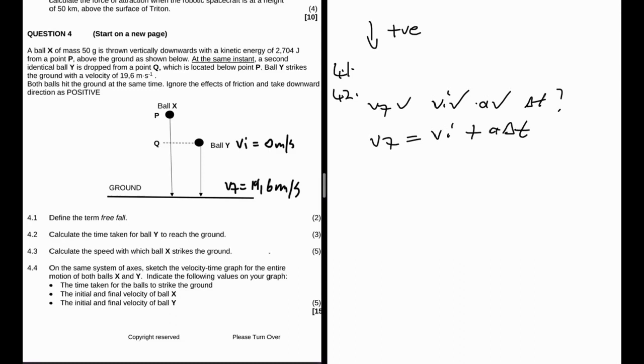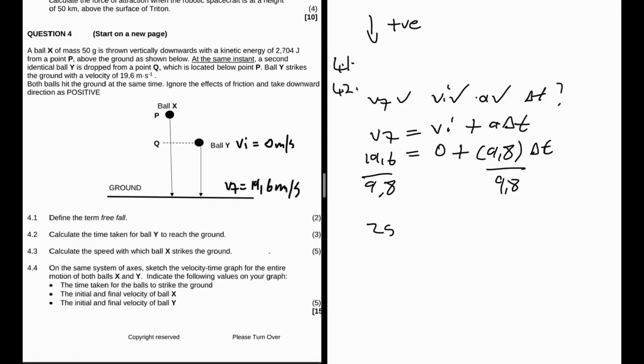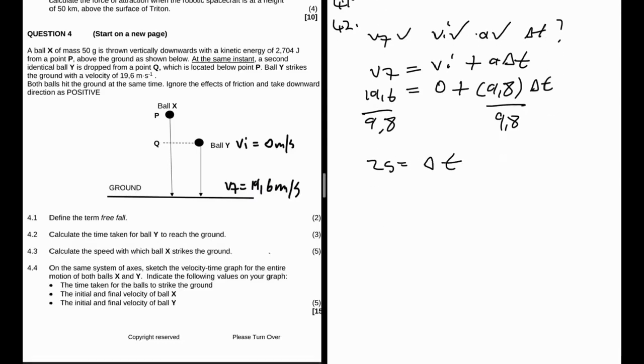What is VF? VF is 19.6, the velocity at which it strikes the ground. What is VI? It was dropped. Every time a ball is dropped, its initial velocity will be 0, and then plus 9.8 because we're taking downward as positive, multiplied by delta T. So basically, we divide both sides by 9.8. So 19.6 divided by 9.8, that is 2. So we have delta T being equal to 2 seconds, right? And that's it for 4.2.